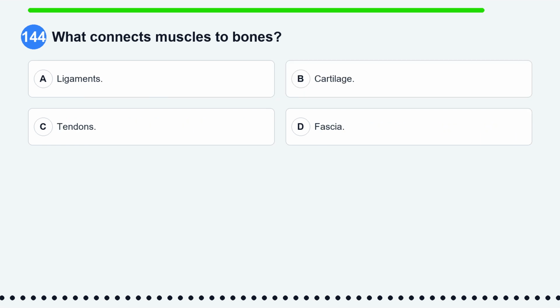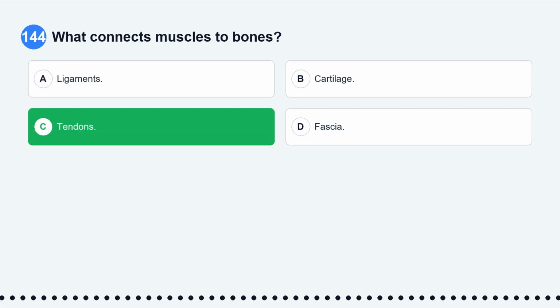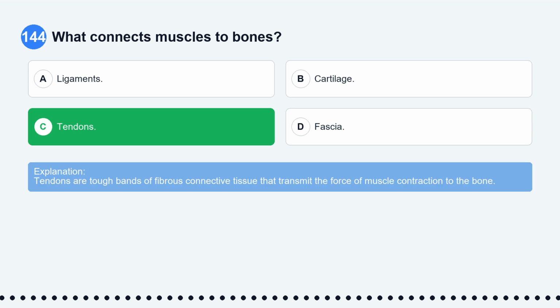Question 144. What connects muscles to bones? Option A, ligaments. Option B, cartilage. Option C, tendons. Option D, fascia. The correct answer is option C, tendons. Tendons are tough bands of fibrous connective tissue that transmit the force of muscle contraction to the bone.